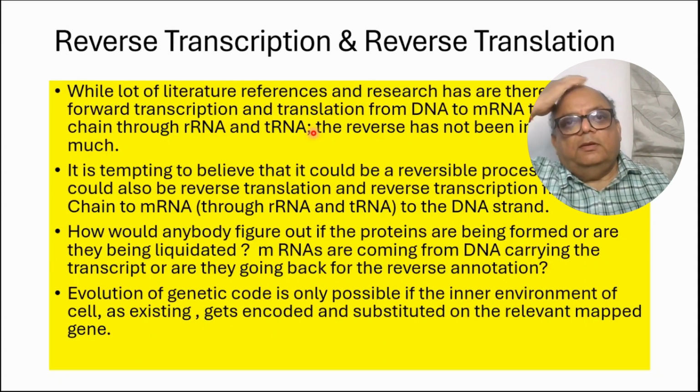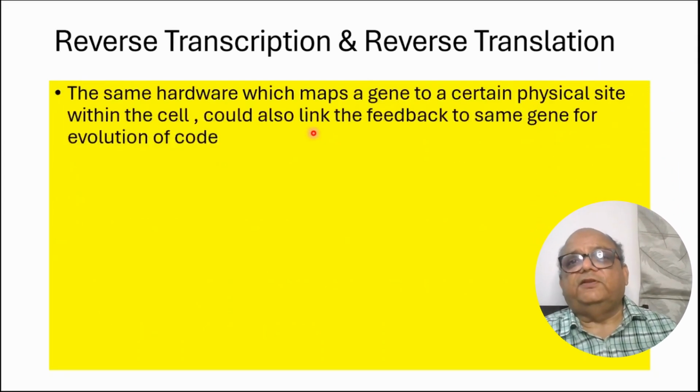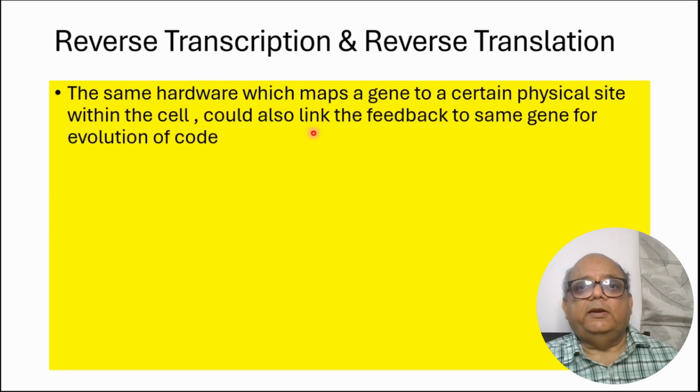So the same hardware which maps a gene to certain physical site would probably do it both ways. Could as well link the feedback to the same gene for evolution of the code. Okay. Why would there be a different mechanism?